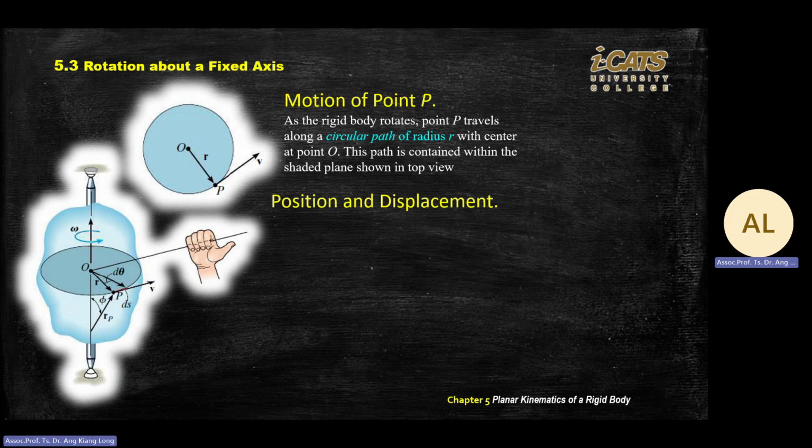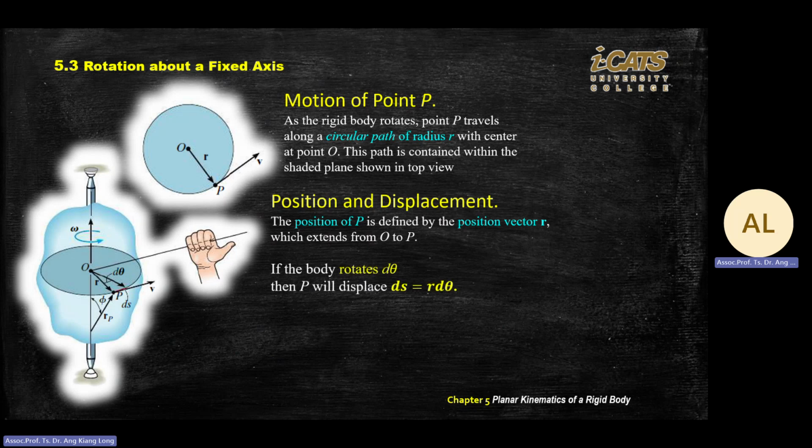Now we look into the point, not only the body. So position P is defined by the R again. And if the body rotates d theta, you can replace the displacement of P like the circle definition, S equal to R theta. You still remember when you learned about circle displacement?